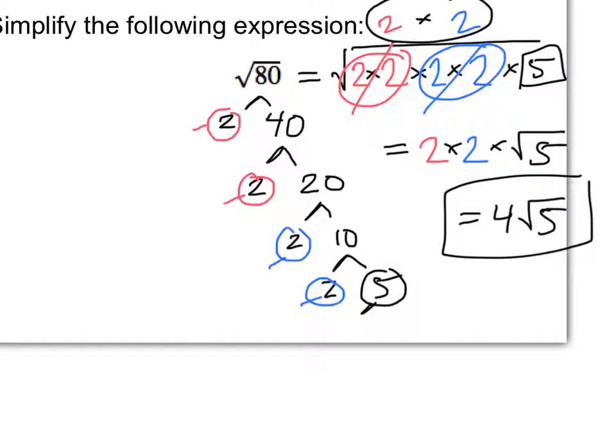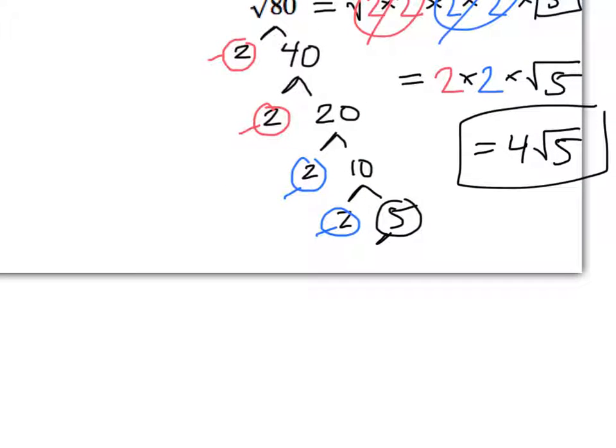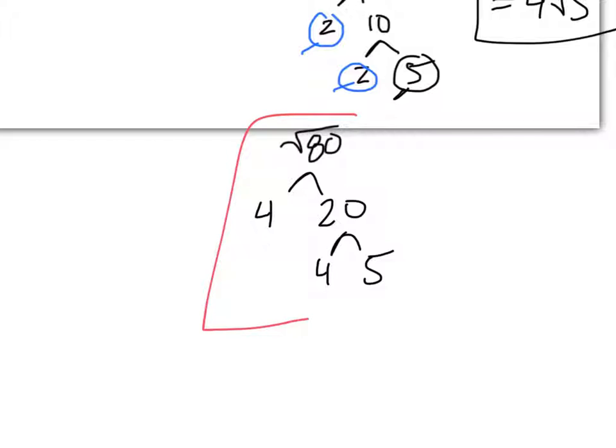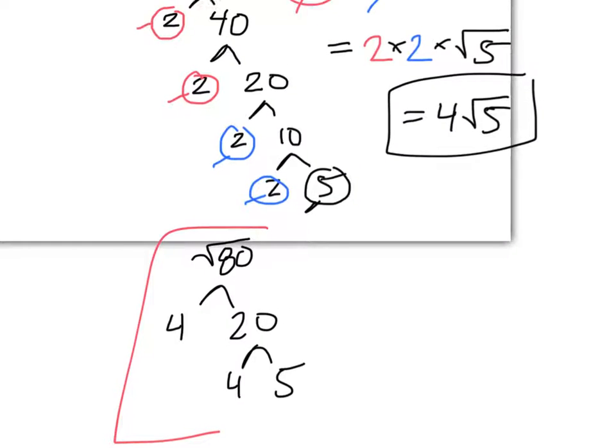Now, what if, let me write this down, square root of 80. What if instead of doing 2, what if I did 4 and 20, 4 and 5? Do you think that would have made this problem easier? I want you to go ahead and try this one over here. Try solving that and see if you get the same answer. Again, your final answer should be 4 square root of 5.